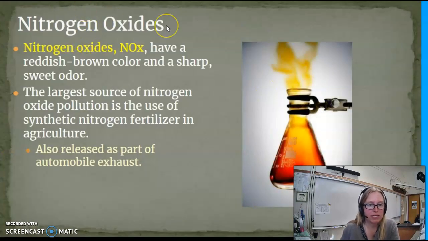And then nitrogen oxide, that's NOx, which means there can be a varying number of subscripts here. It has a reddish-brown color and a sharp, sweet odor. The largest source of NOx pollution is synthetic nitrogen in fertilizer in agriculture, so we may see some of that up here. It's also released as part of automobile exhaust.